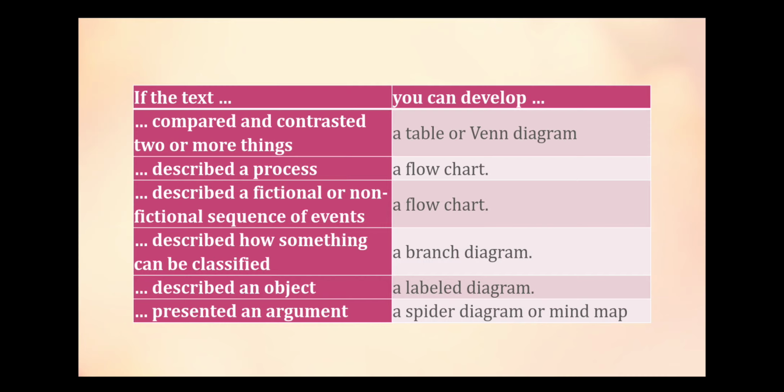So for a text which has comparisons and contrast, you can use a Venn diagram. A text that describes a process, for that you can use a flowchart. And if the text describes a fictional or non-fictional sequence of events, you can use a flowchart. So it will have some order, chronological order, and so the flowchart would be the best choice. If the text describes how something can be classified, a branch diagram or a tree chart would be a suitable graphic organizer. If an object is described in a text, you can use a labeled diagram or you can use a web. If the text presented an argument, a spider diagram or mind map would be useful.